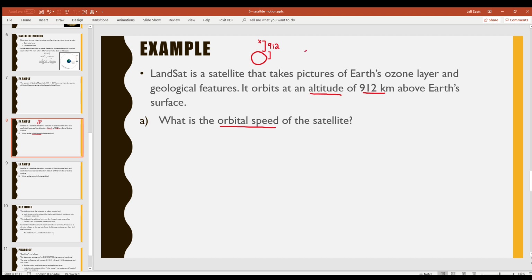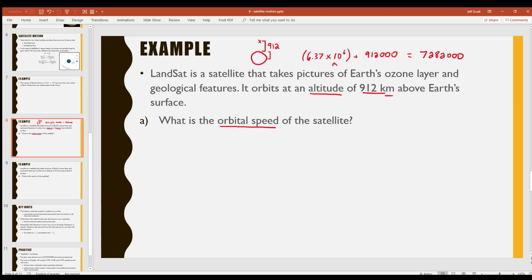It is 6.37 times 10 to the 6 meters. Now, since that was in meters, we should also make sure that our 912 kilometers is also in meters. Well, to turn kilometers into meters, you just times by 1,000. So we're going to add 912,000 meters. This is going to give us a total radius here of 7,282,000.